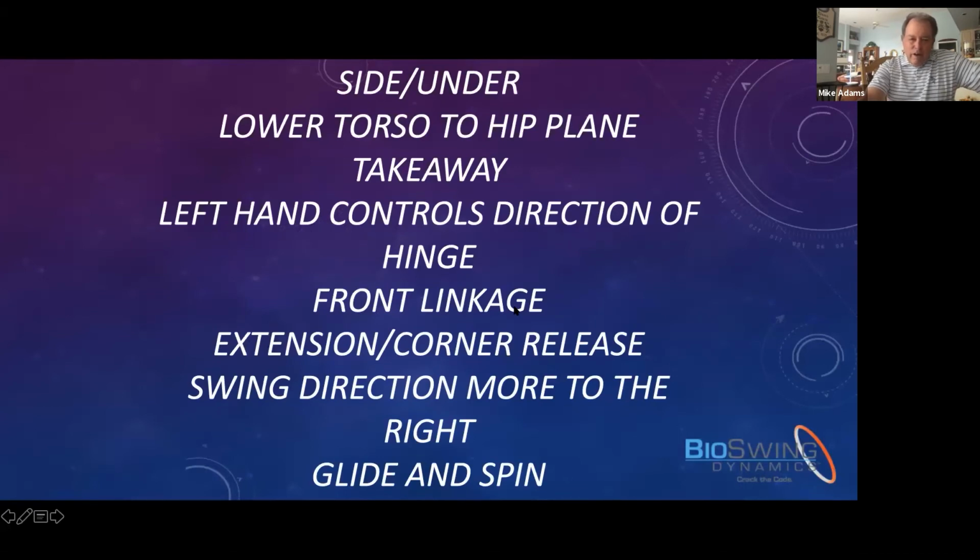Now side under. And side under, lower torso to hip plane on takeaway. So it's going to go back a little lower. Left hand controls direction of the hinge. Front linkage. Linkage, we're referring to where the right elbow is relative to the right hip on the downswing. Front means it's in front of the right hip. Rear means it's behind the right hip. Center means it's over the right hip.